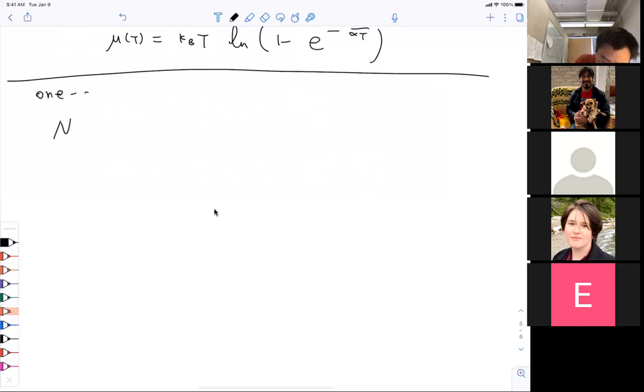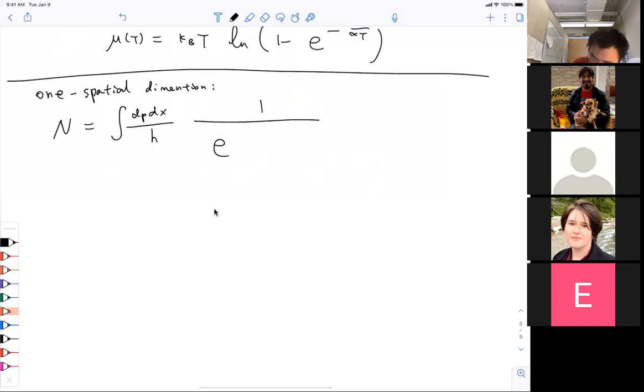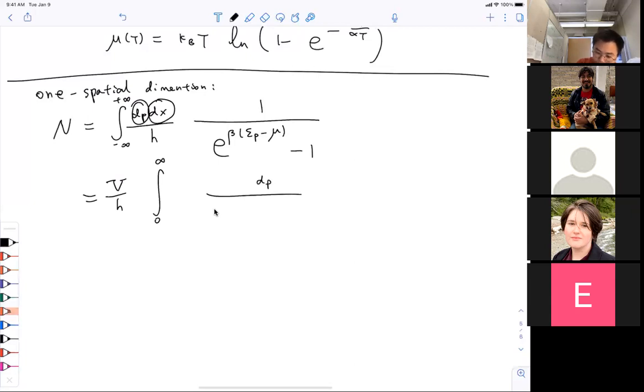So in one spatial dimension, n equals the integral of dp dx over exponential of beta (epsilon_p minus mu) minus 1. And this integration over the system gives us the length of the system, the total length. I still denote it as V, it doesn't matter. P runs from minus infinity to plus infinity. So from 0 to infinity becomes dp, with a factor of 2.